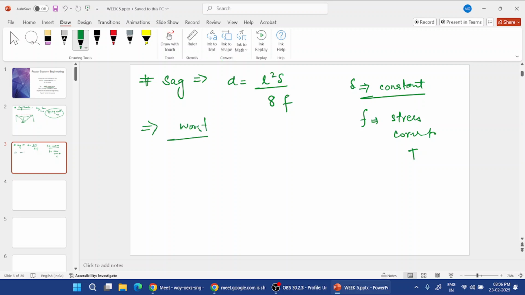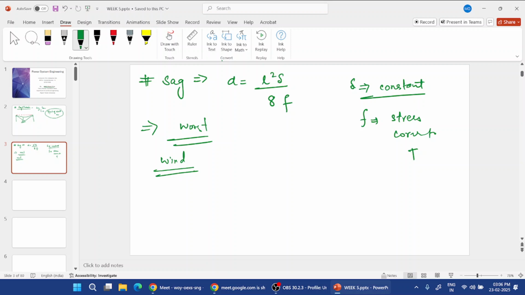We design our overhead transmission line for the worst case. Like, what is the worst case that can be possible? Based on that, we design our transmission line. Whenever a transmission line is designed in any geographical area, the wind is also an important factor, so the effect of wind must be considered in the transmission line design.